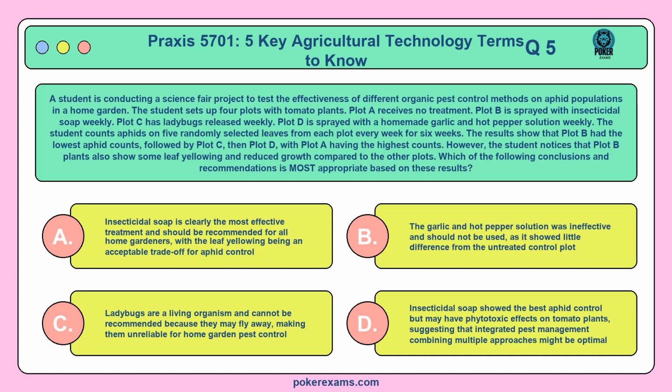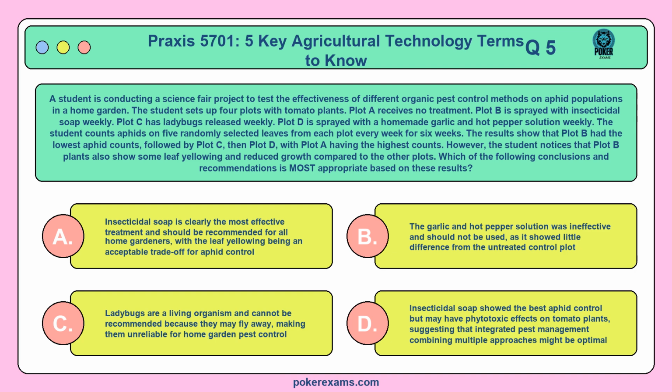Question 5. A student is conducting a science fair project to test the effectiveness of different organic pest control methods on aphid populations in a home garden. The student sets up 4 plots with tomato plants. Plot A receives no treatment. Plot B is sprayed with insecticidal soap weekly. Plot C has ladybugs released weekly. Plot D is sprayed with a homemade garlic and hot pepper solution weekly.